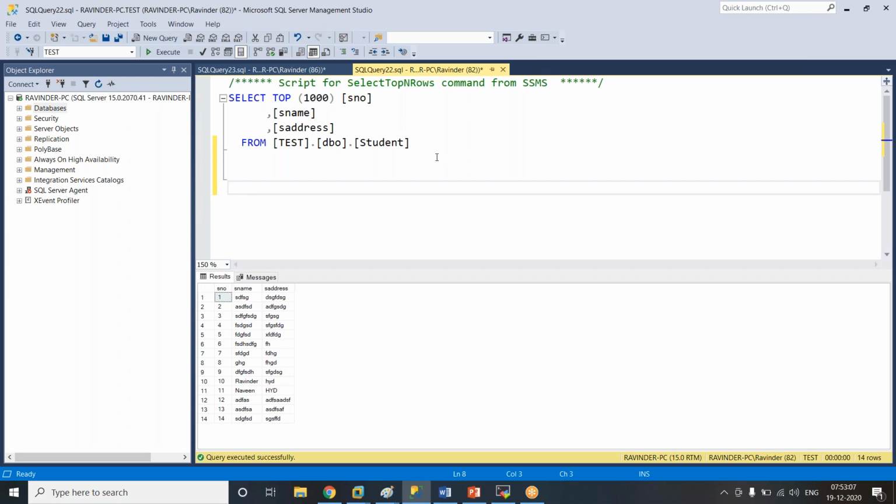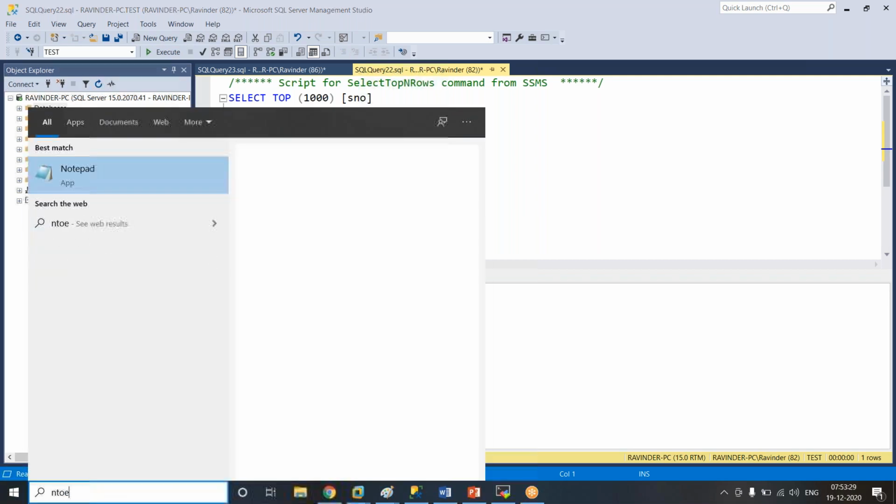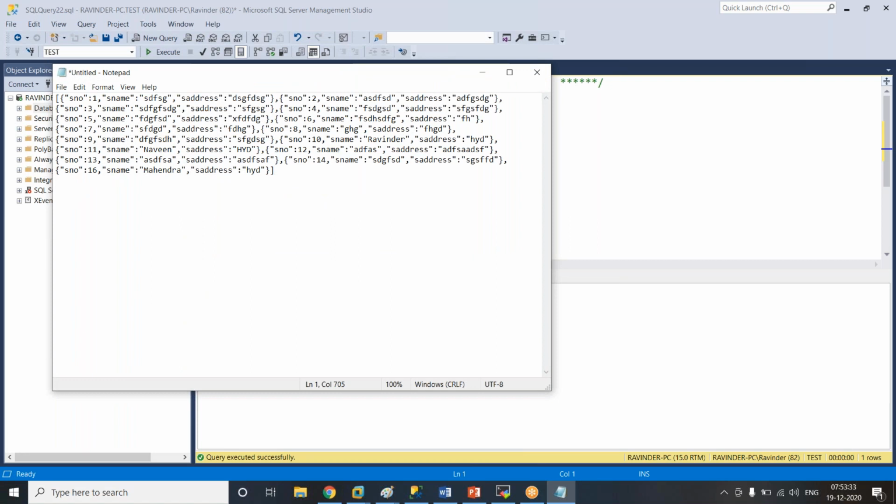How do we do it? So, select asterisk from student for JSON auto. It will generate the data in the JSON format, in the MongoDB data format. See, the complete table data got converted into this structure. This is what we call the document model in MongoDB.